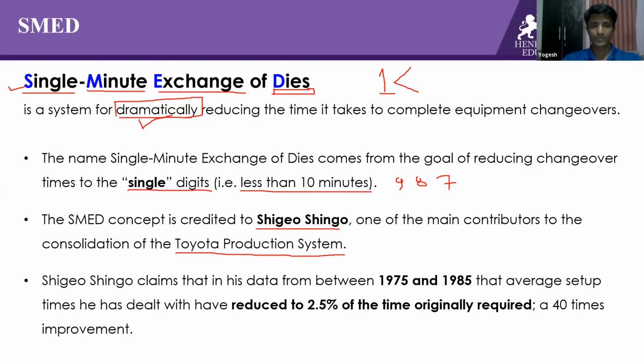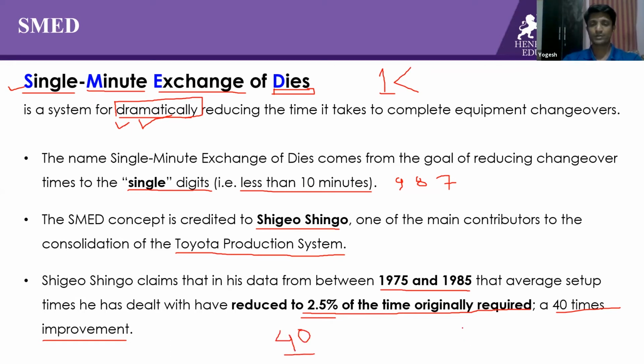Shigeo Shingo claims that in his data between 1975 and 1985, the average setup time was reduced to 2.5% of the original required. See, 2.5% of the time originally required. That is basically a 40 times improvement, and that is why this word dramatic is used, not percentage. 2.5 goes into 100 forty times, so 40 times as compared to the original.